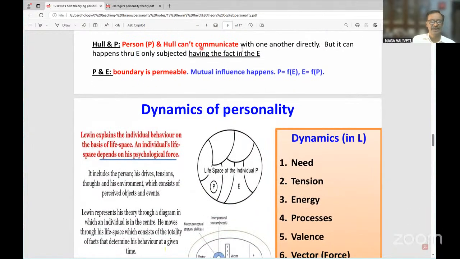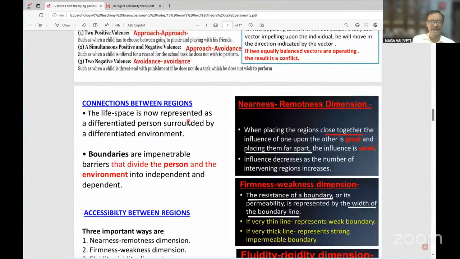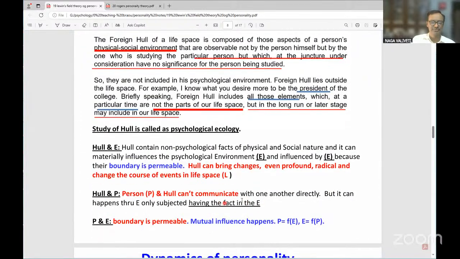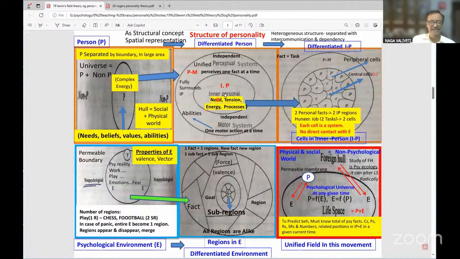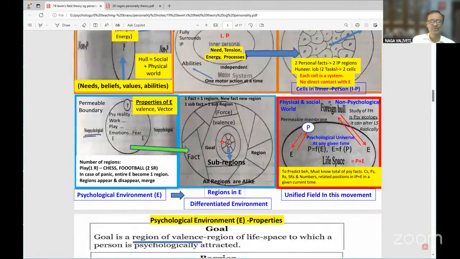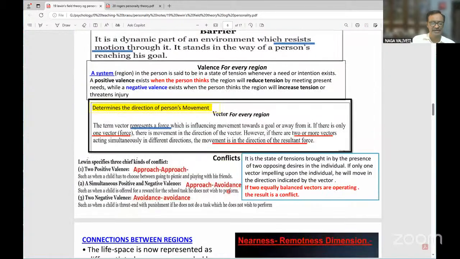Hull and P, hull cannot communicate directly. Number one, contact is not there. Second, he says that there should be a fact in E. Whatever need has arisen here, in order to achieve it, the for and against forces are here, and that fact should come and sit here. Then only can you communicate, through P and E, the environment.